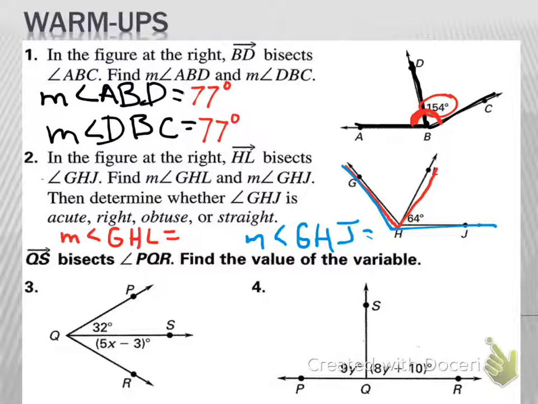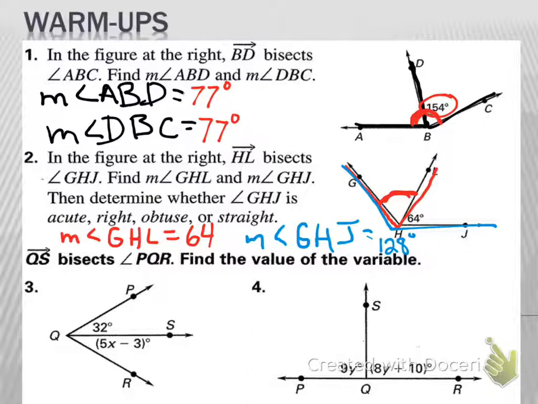Yes, ma'am? 128. Yep, 128. Good. So the little one has to be congruent to the other little one that we were just given. So the measure of GHL has to be 64. Since the big angle is bisected, the two smaller angles that are formed are congruent. So if one's 64 degrees, the other one's 64 degrees. And then to find that big guy, you just add 64 and 64, which is 128.